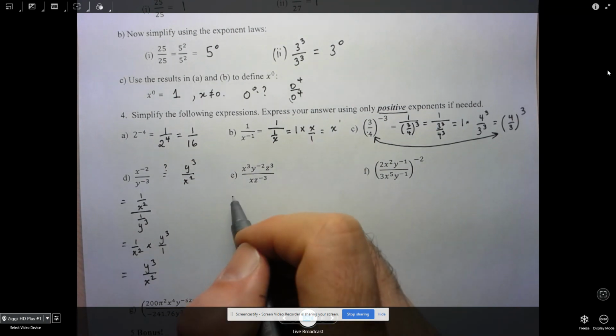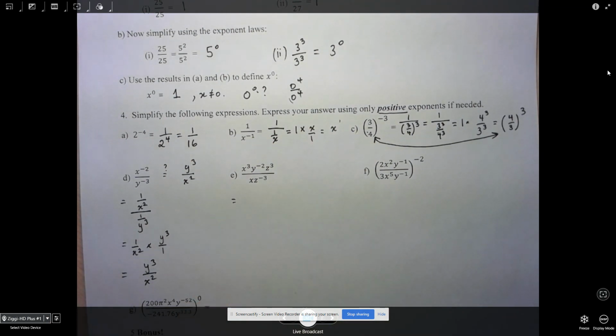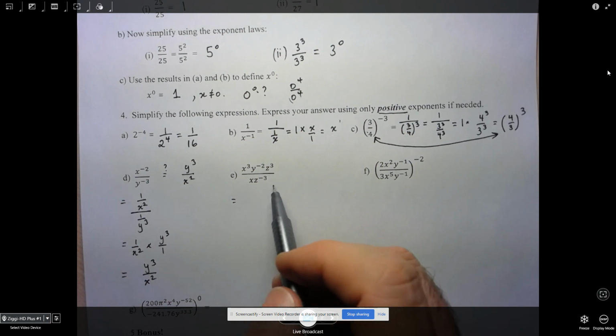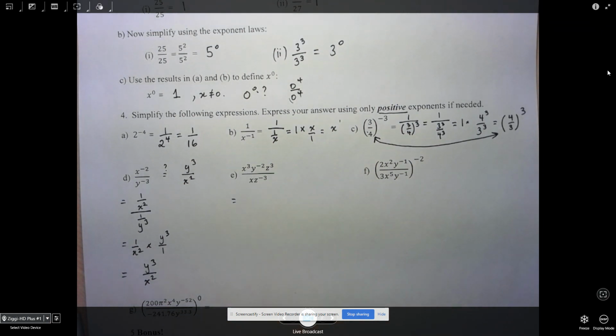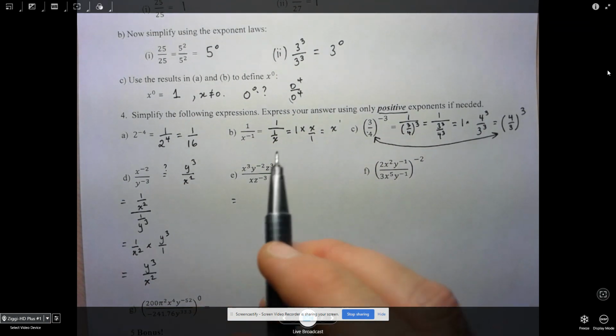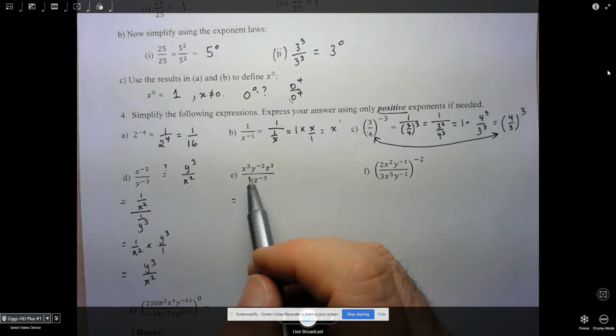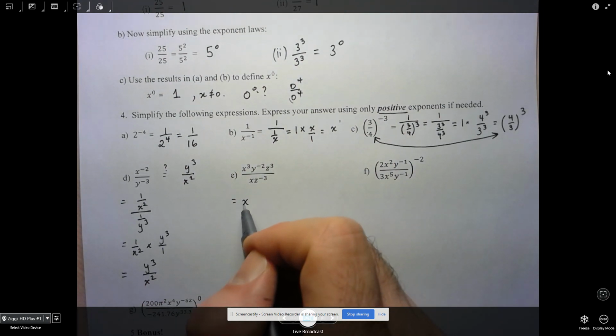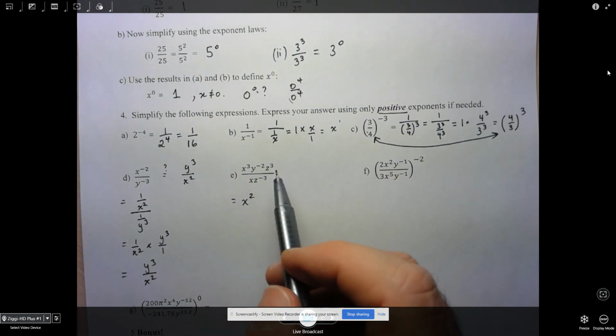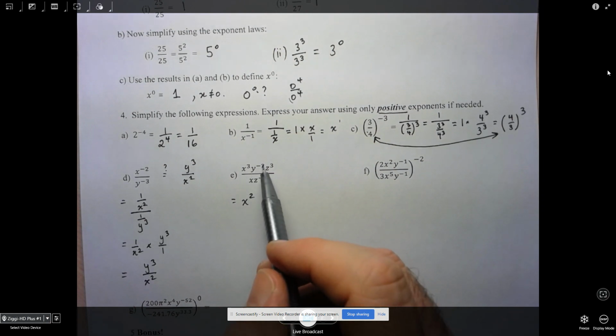All right, so let's move on to this one here. So before I do anything, why don't I apply my exponent rules? Okay, because I can do x cubed divided by x to the 1, subtract the exponents. So that gives me x squared. Then I can do, well, y squared, y to the negative 2.